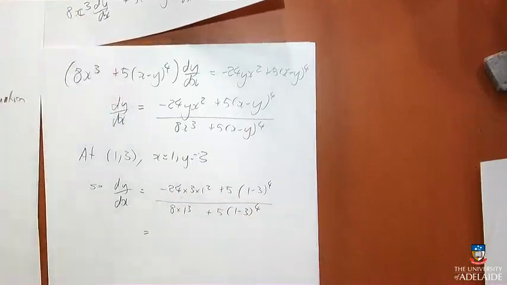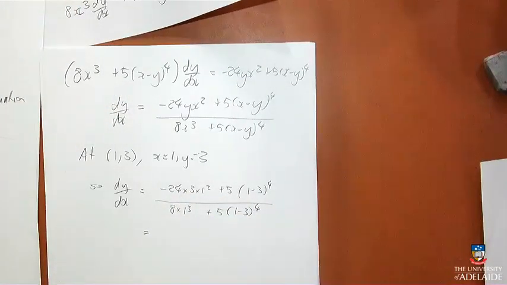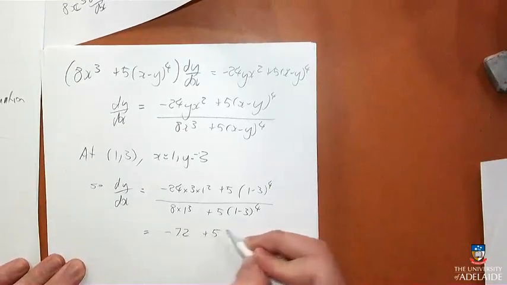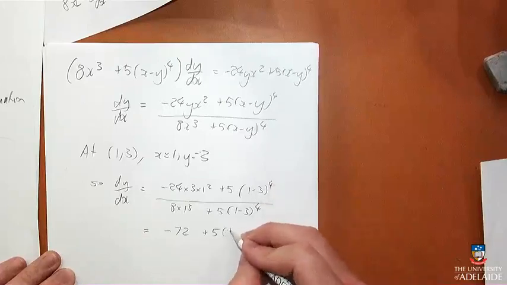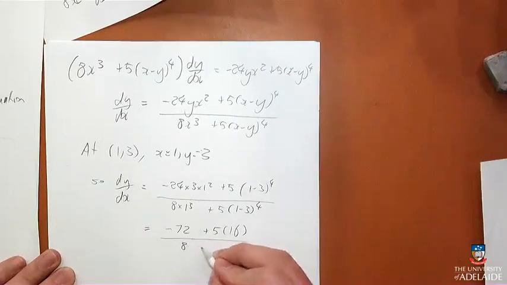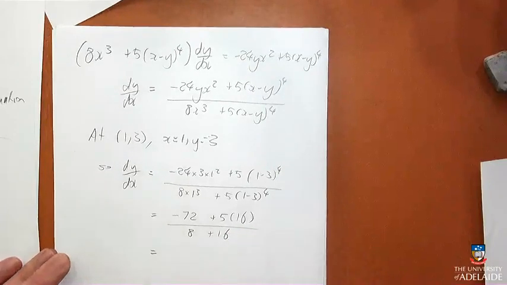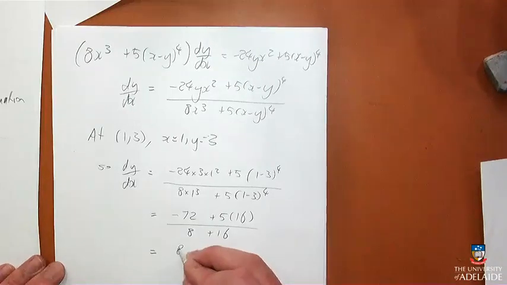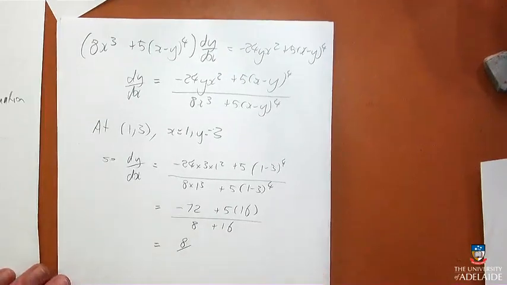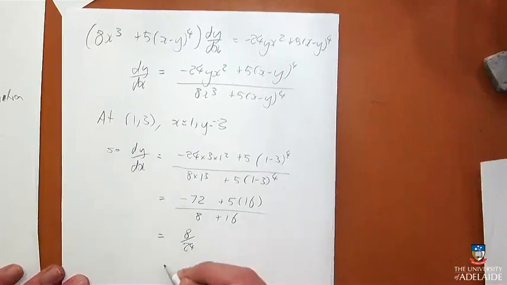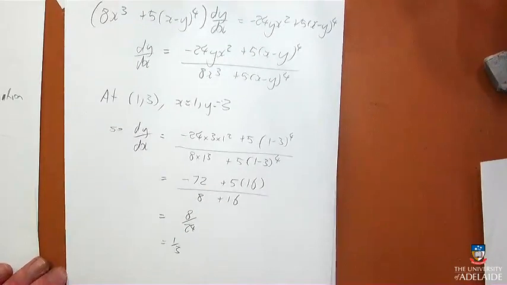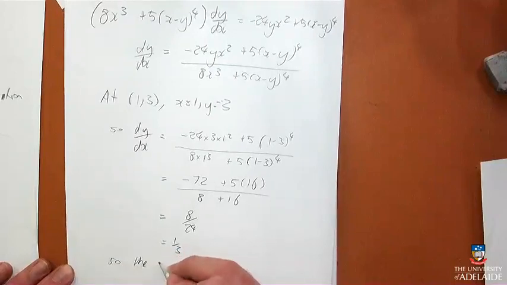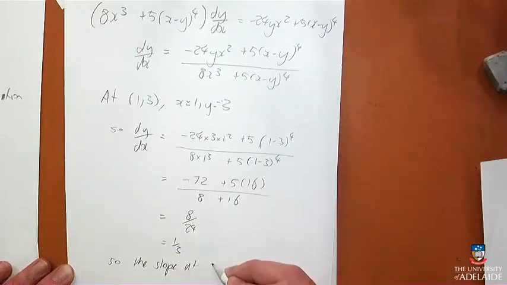So 24 times 3 would be 60, 72. Minus 2 to the 4 would be 16. 5 times 16 would be 80, so we get 8 on, now 8 plus 16 would be 24, which is 1/3. So the slope at (1, 3) is 1/3, which is a total coincidence.